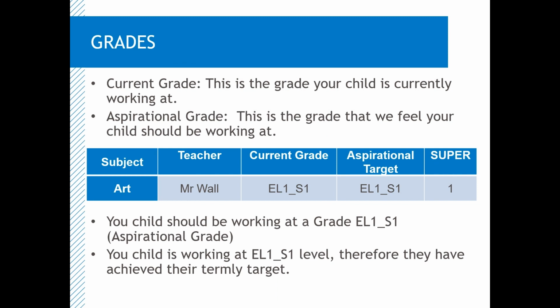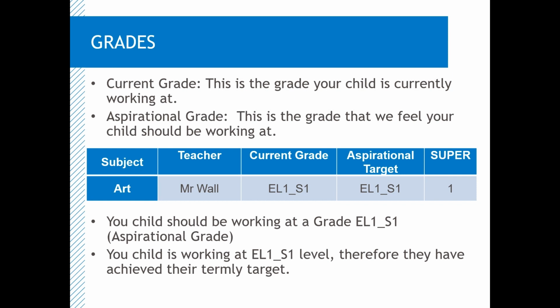So when we look at grades, I thought the best example would be to use the learner reports that just went out at the end of term 3. There, they had a current grade, which is the grade that the child was currently working at, an aspirational grade, which is the target grade that we felt they should be achieving at the term, and then you've got the super grade. So as an example, you can see there we've got a current grade, they're working at entry level 1, secure 1, and their target was also entry level 1, secure 1. So that means that they have achieved their termly target and they are working at their target.